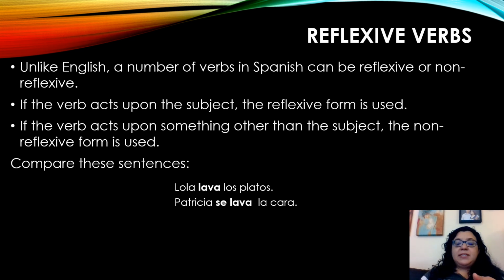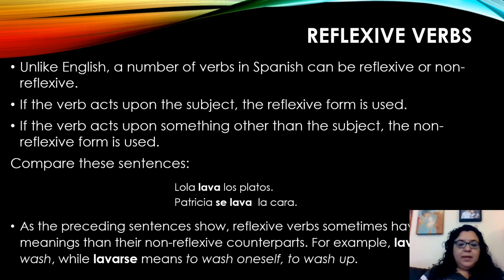But when I say Patricia se lava la cara, it says Patricia washes her face, right? Se lava is going onto the face of Patricia. Yes, you could say the face is like a noun. Yes, but it's her face. It reflects back to that same person. So that's why we're using that reflexive. And like those sentences show, reflexive verbs sometimes have different meanings than their non-reflexive counterpart. For example, lavar in this case just means to wash, and lavarse means to wash oneself or to wash up. So we have to look into that as well.